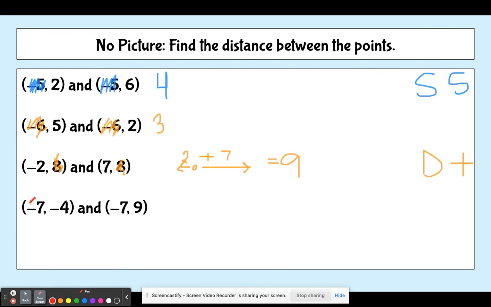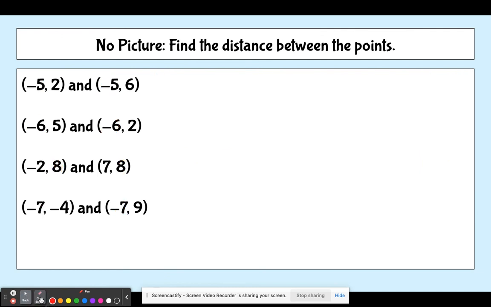One more. Mark out the matching numbers. The -7s match. These are different signs. Remember, here's 0. I'm going backwards 4 for -4. I'm going forwards 9. So the total distance between those, you're going to have to add because they were in two different directions, and you're going to get 13. So that is how you find distance on the coordinate plane, okay?